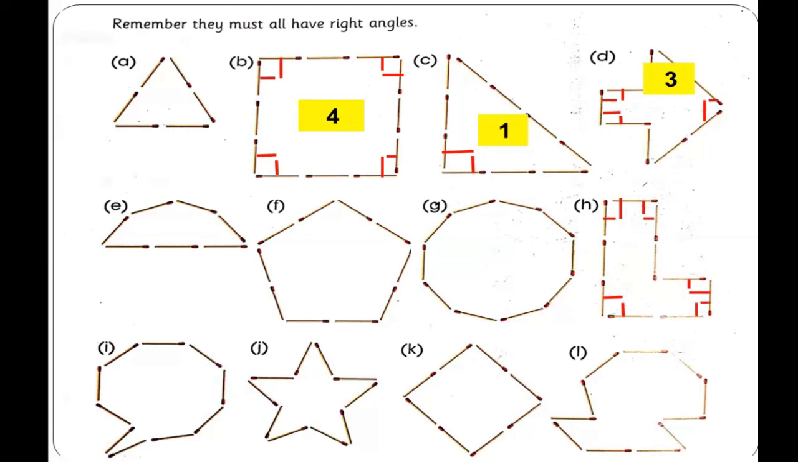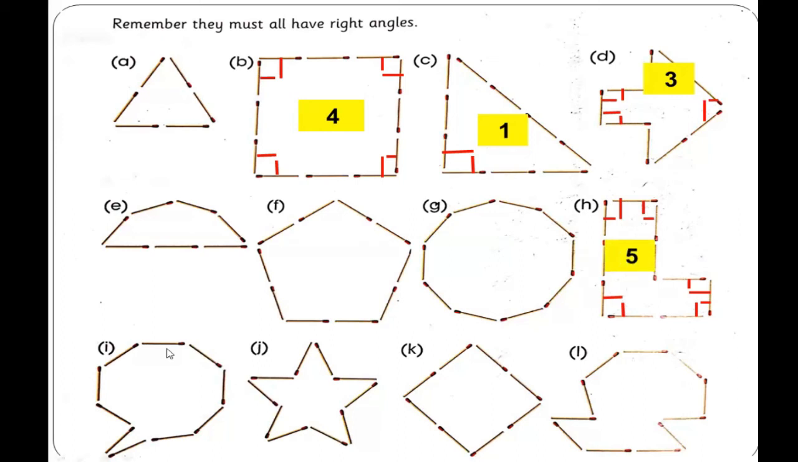Anywhere else? Yes. But here, you cannot take this as a right angle because this is the outside of the shape. You should see inside only, the interior of the shape. So how many right angles can we have? We have 5 right angles.